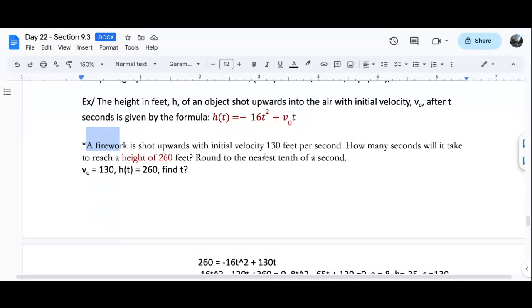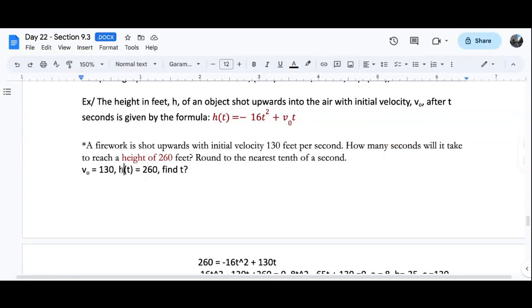Okay, in this case, v naught, the initial velocity, is given: 130 feet per second. And what else is given? The height of the object is given, 260. This is asking for what? How many? What's the time?